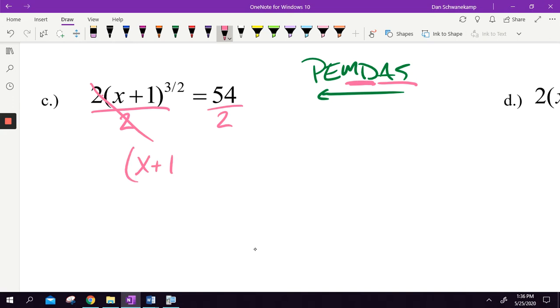X plus 1 to the 3/2 power is going to be equal to 54 divided by 2, which is 27. Then I'm getting rid of 3/2 power. The opposite of 3/2 power is 2/3. Over here, it's going to cancel.